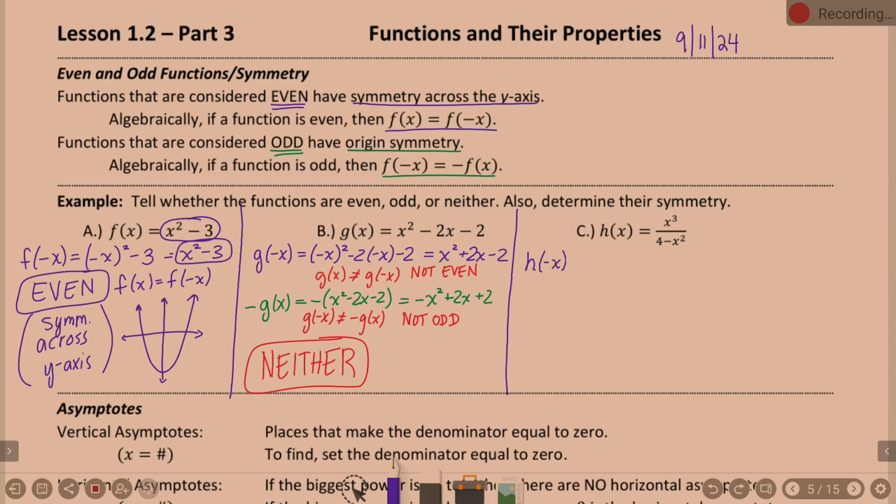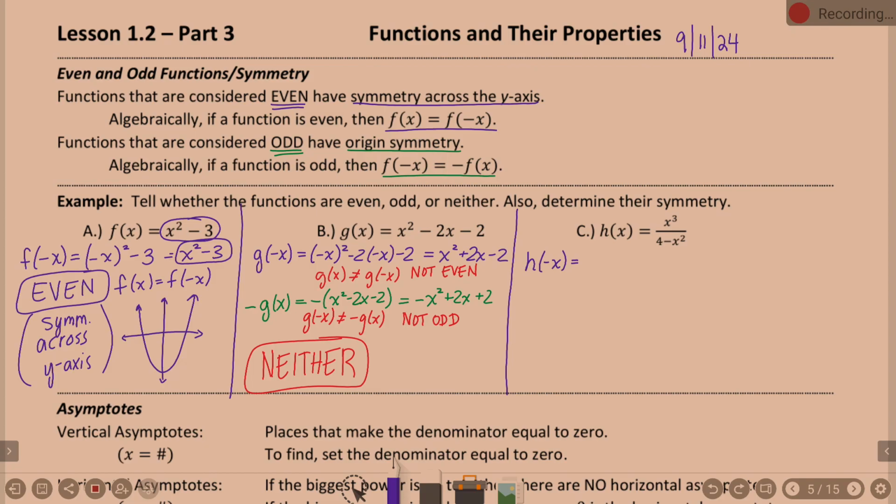What one are we doing? Even first. We're always going to do even first because here's the deal. The information you get from even, do you need it for odd? Kind of. So you might as well test even first, because you need to know f of negative x, or in this case, h of negative x, to be able to find odd. So you might as well find it first, test for even, and then we'll test for odd.